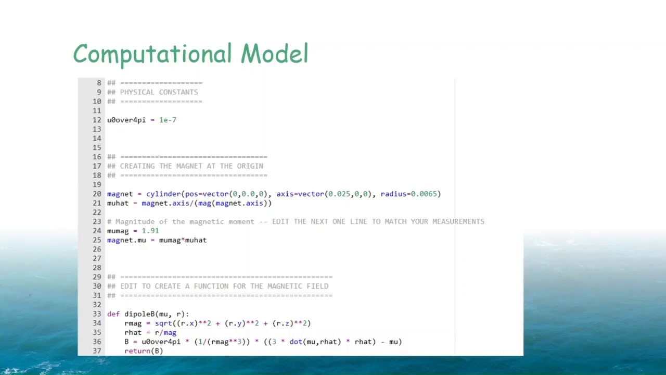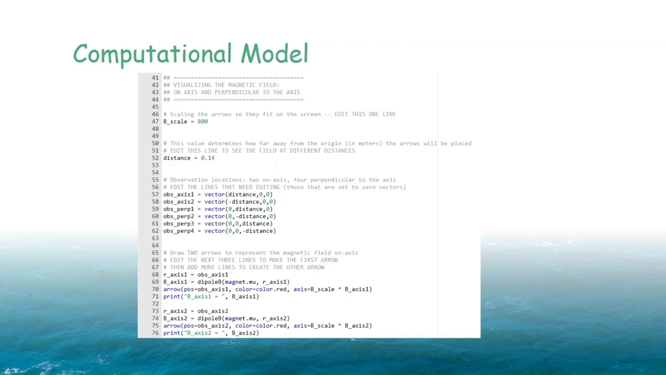For the computational model, the initial conditions were set for the magnet and the calculated magnetic dipole moment magnitude was plugged in for mu mag. Next, we created a function to calculate the magnetic field due to a dipole. The observation locations were determined for the magnetic field calculations. 2 were on axis and 4 were perpendicular to the axis.